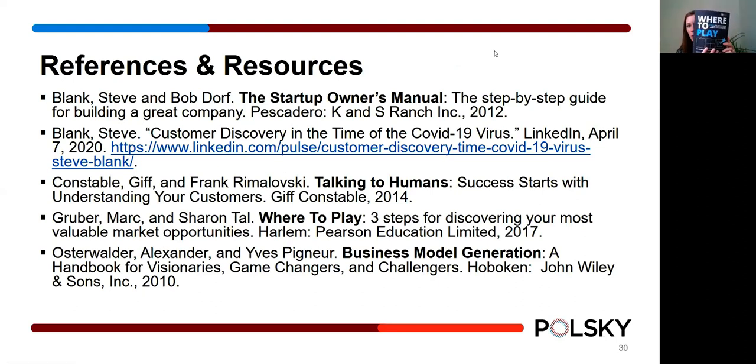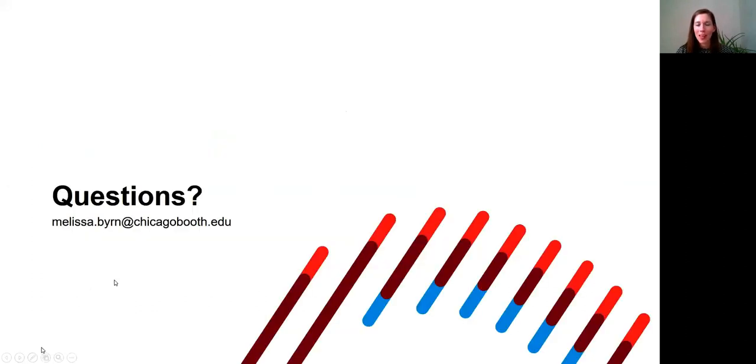In the first session we used this book, Where to Play, when we're trying to think about evaluating market opportunities. So if you're at the stage where you're still trying to figure out which opportunity you want to pursue, which customer segment to explore, that's a really great tool. But there are a number of great books here. If you have any questions for me about the content here, you are welcome to email me.